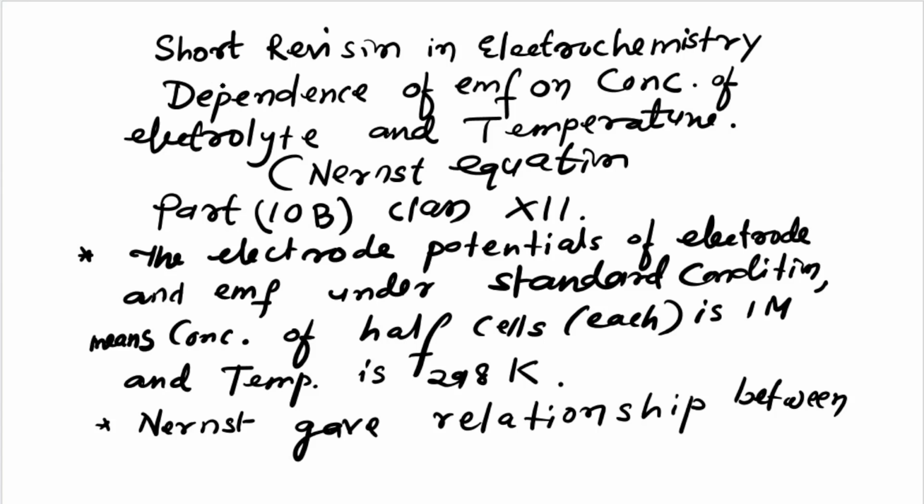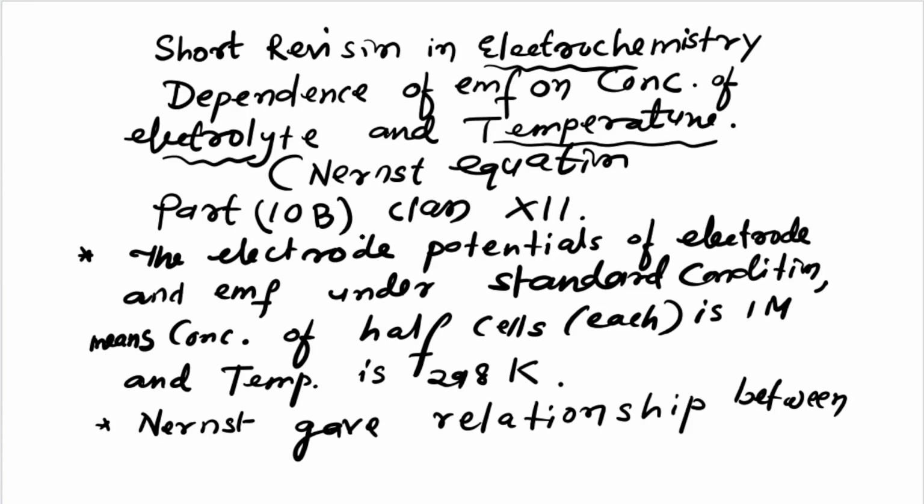Now this is the chapter Electrochemistry, a short revision in electrochemistry. And here the topic is the dependence of EMF on concentration. That means EMF, or you can say cell potential, depends on the concentration of electrolyte and temperature. That relation is called the Nernst equation, here part 10b, and that is for class 12th.